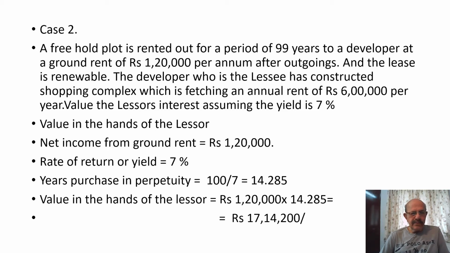Value in the hands of the lessor. Net income from the ground rent is equal to rupees 1,20,000. Rate of return or yield is equal to 7%. Hence, years purchase in perpetuity is equal to 100 by 7 is equal to 14.285. Value in the hands of the lessor is equal to rupees 1,20,000, that is the net annuity, into years purchase 14.285 is equal to rupees 17 lakhs 14,020.